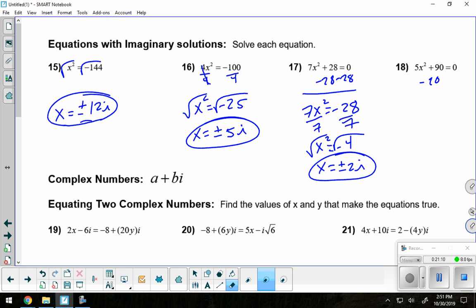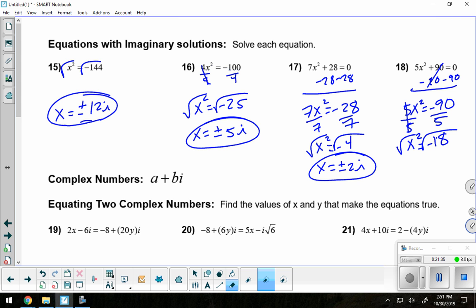Start off, just move the 90. So I'm just trying to get x squared by itself. So I have 5x squared equals negative 90. Divide both sides by 5. So we get x squared equals negative 16. And now square root both sides. Actually, that's negative 18, isn't it? It should be negative 18 instead, not negative 16.